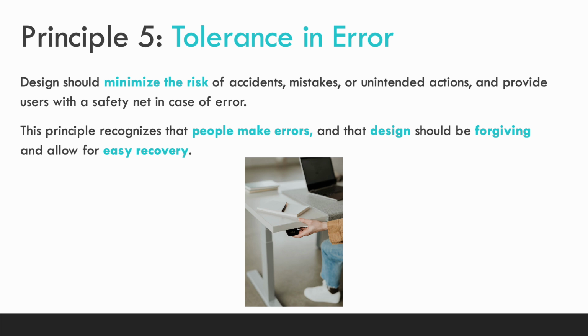Principle number 5 is tolerance for error. Design should minimize the risk of accidents, mistakes, or unintended actions and provide users with a safety net in case of error. This principle recognizes that people make errors, and that designs should be forgiving and allow for easy recovery.